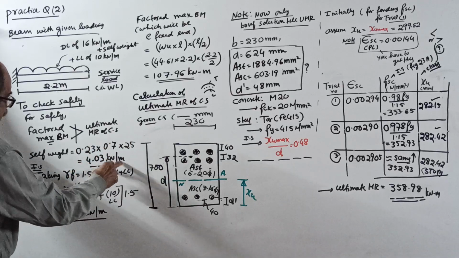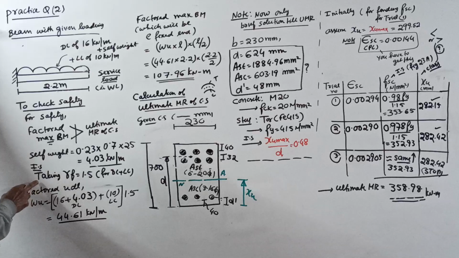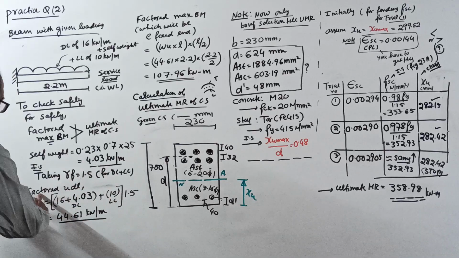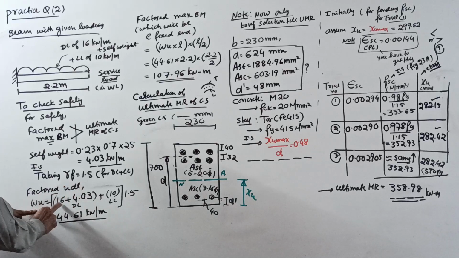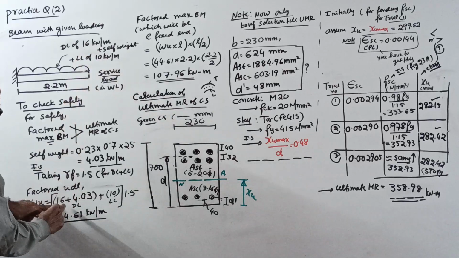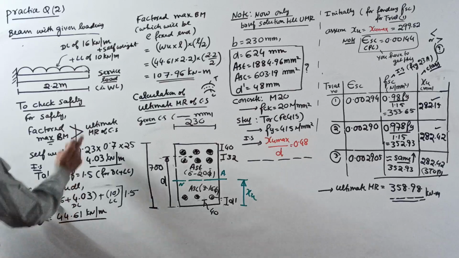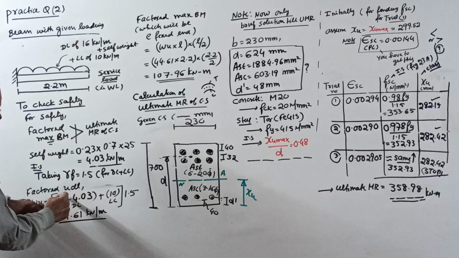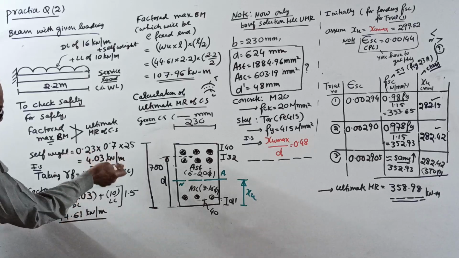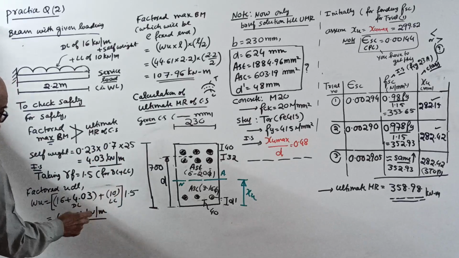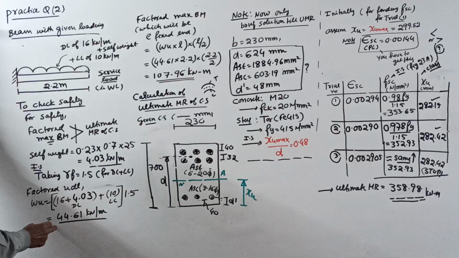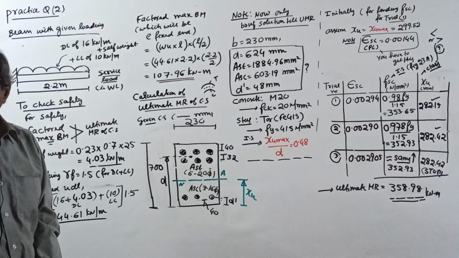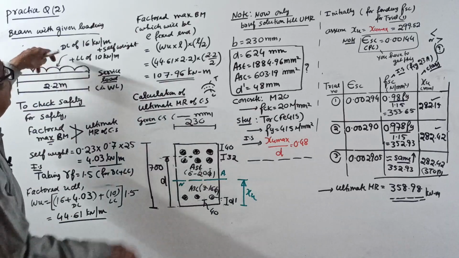Okay, 4.03. Now taking gamma F as 1.5 for dead load plus live load, factored UDL WU equals 16 dead load without self weight plus 4.03. This is the total dead load. This is live load given. Add those two, multiply by 1.5. You get 44.61 kilonewton per meter as the factored UDL for the given loading.